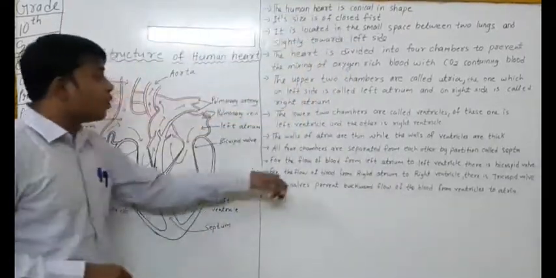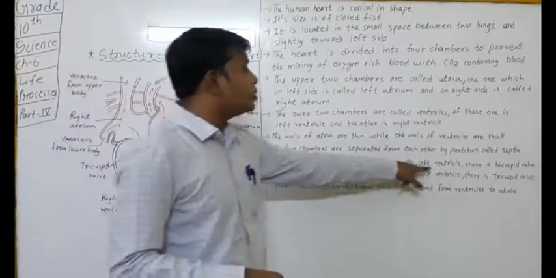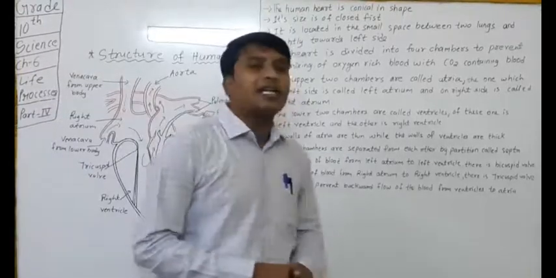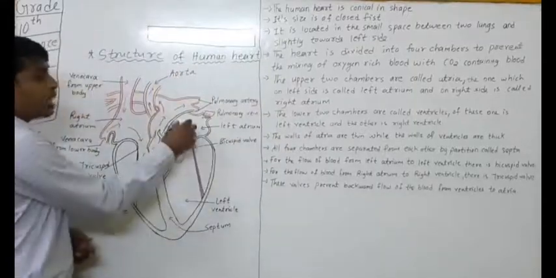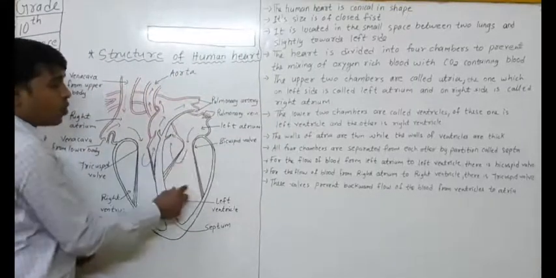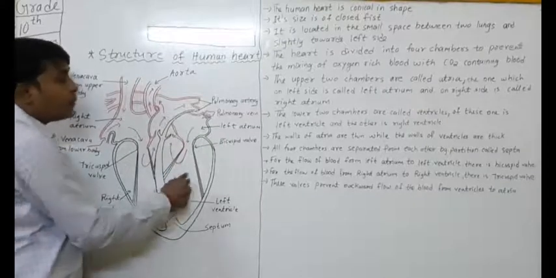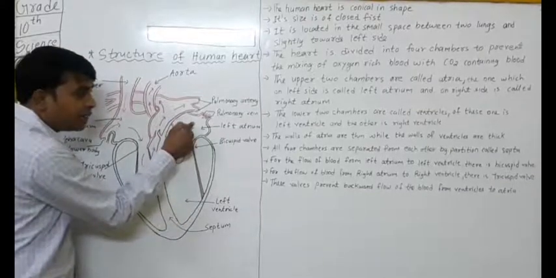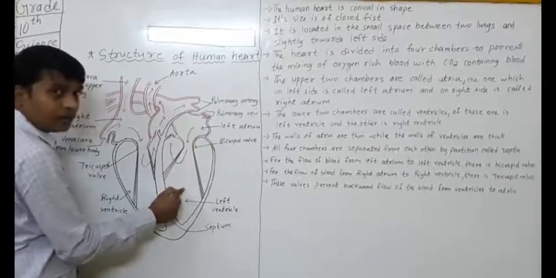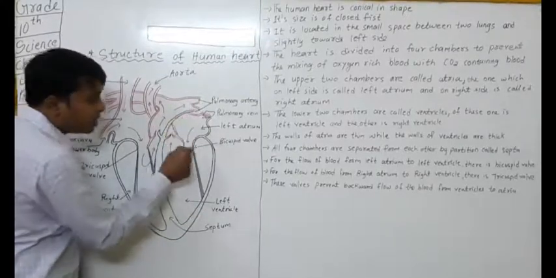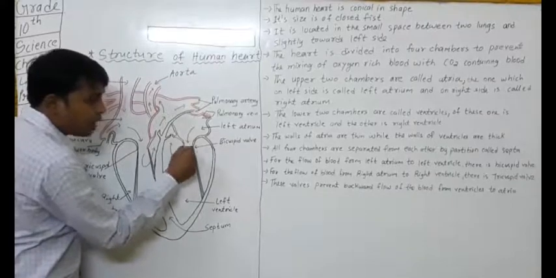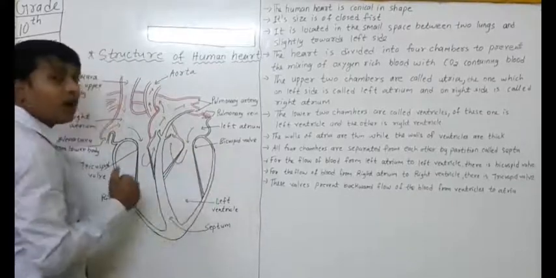Next, for the flow of blood from the left atrium to the left ventricle, there is a bicuspid valve. For example, this is our left side. This upper part is the left atrium and the lower part is the left ventricle. For the blood to flow from the left atrium to the left ventricle, there is this valve, and this valve is known as the bicuspid valve.